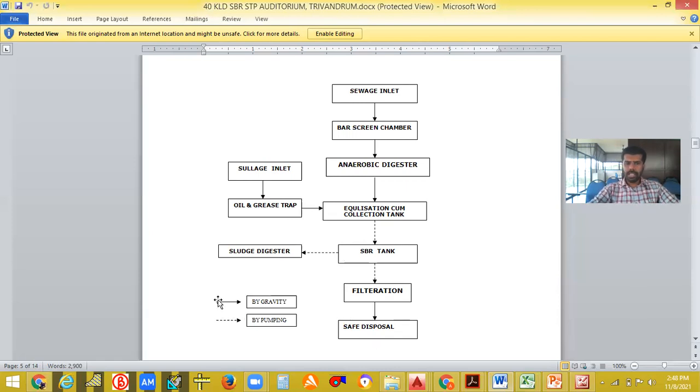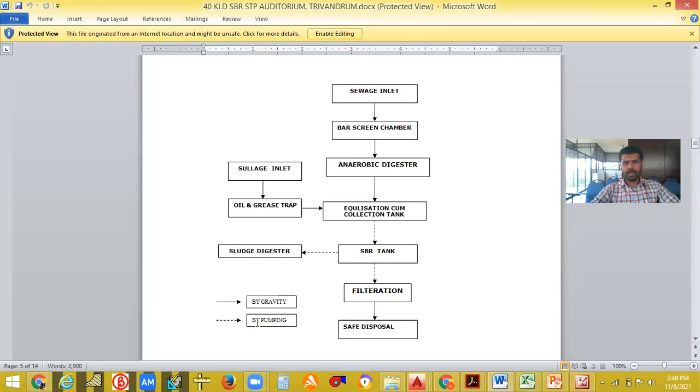And you can see these 2 arrows here. This arrow shows it is by gravity only. All these things flow from sewage inlet to the bar chamber by the help of gravity only, from there to the anaerobic digester also through gravity only. The sludge, all these things will flow through gravity only. So we have to give a proper slope and all those things here. This is not our work, but they will be doing all these things.